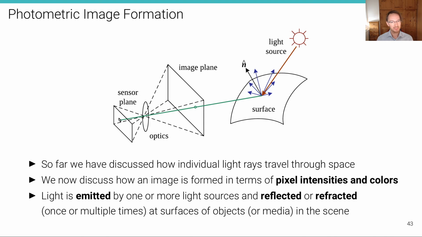If we take a picture of a scene, we observe a light field from a very specific vantage point, which is the viewpoint of the camera. And that light field is a consequence of light traveling through the scene, light that has been emitted by some light source, a light bulb or the sun, hitting surfaces, reflecting or refracting from these surfaces, and at some point reaching the sensor plane.